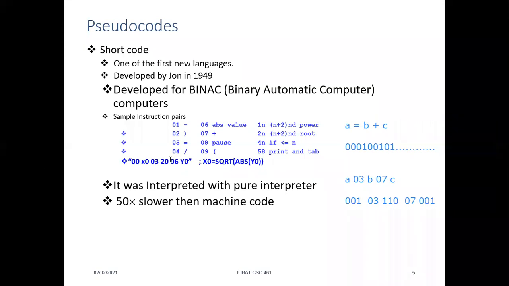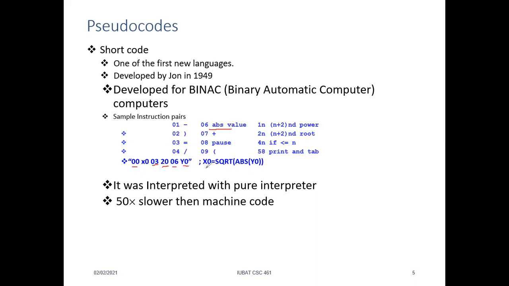I wanted to add two numbers, x naught. So first is 0 0, that means our instructions or our program starts. Then x naught is a variable or a register. Then we have 0 3, that means I want to write equal to. Then we have 20, the number for 20 is not given here, but it's a syntax. Then we have 0 6, which means absolute value. And then finally we have y naught.